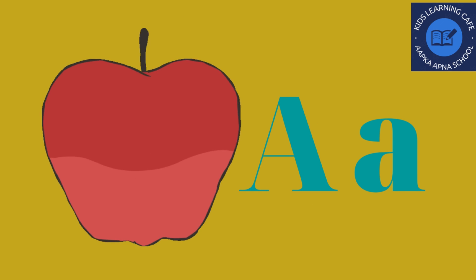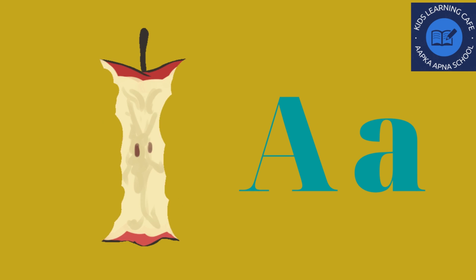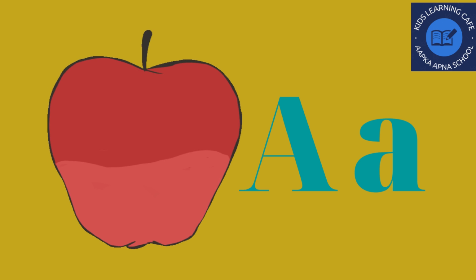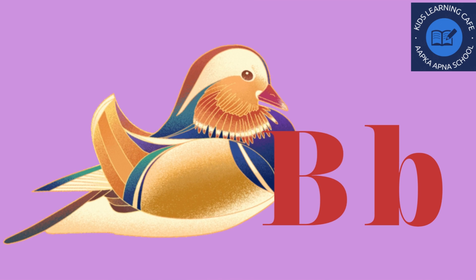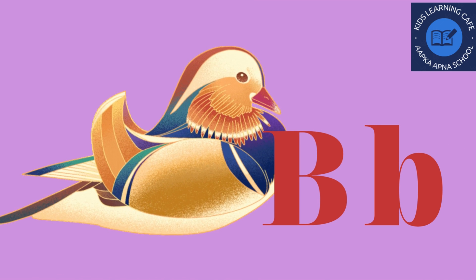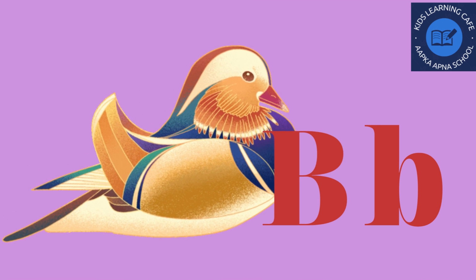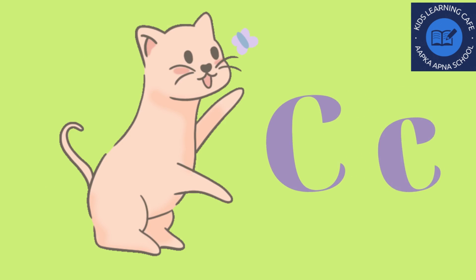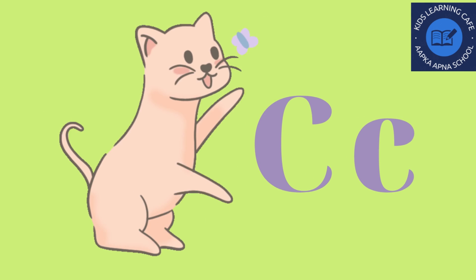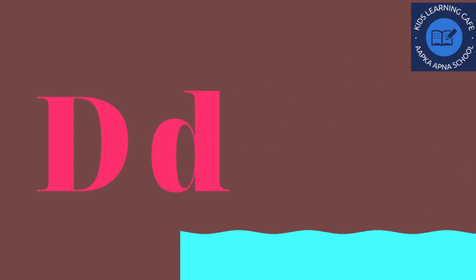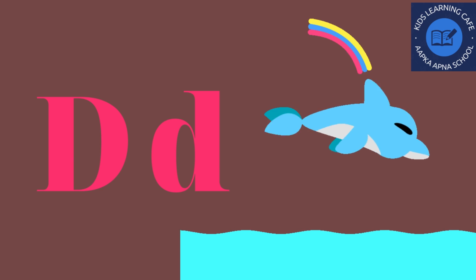A is for apple. A is for apple. Good. B is for bird. B is for bird. C is for cat. C is for cat. D is for dolphin. D is for dolphin.